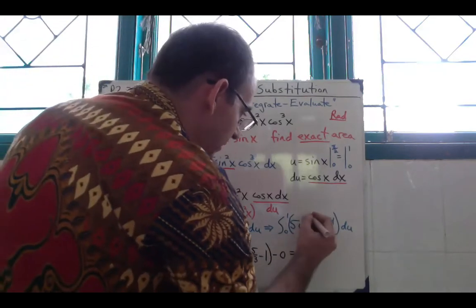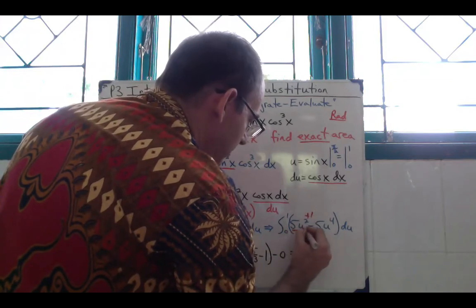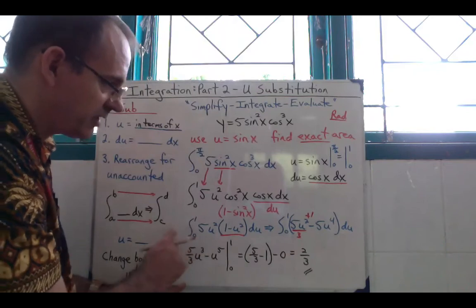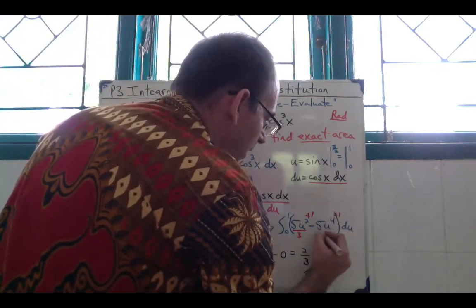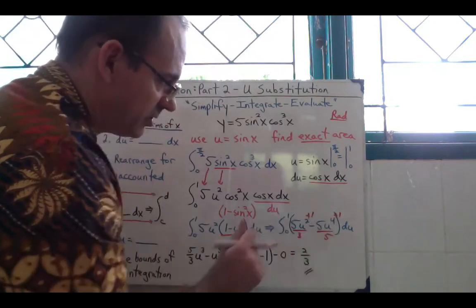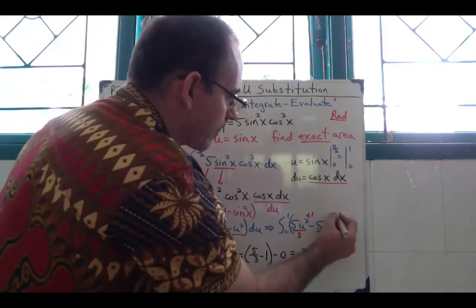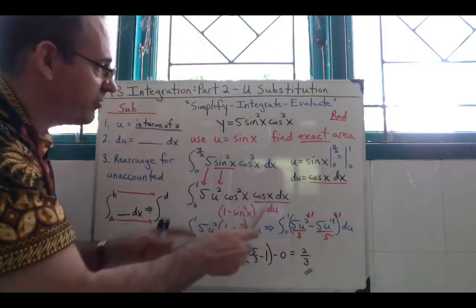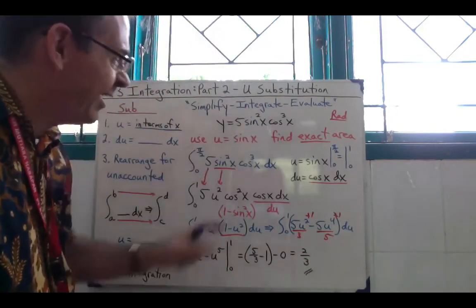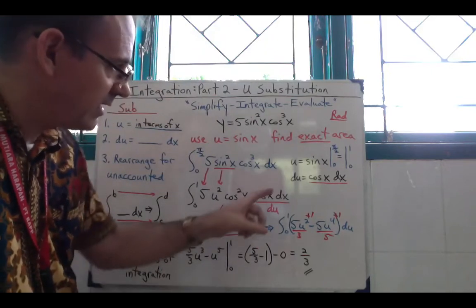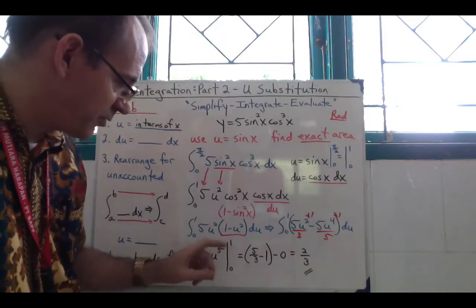So don't forget, you add 1 and you divide by that number. So you end up with 5/3 u cubed. Here you add 1, divide by that number, and you get minus u to the 5th. So just basic integration there. We're in the integrate part. Now we move to the evaluate part. We're going to evaluate it over our bounds of integration from 0 to 1.